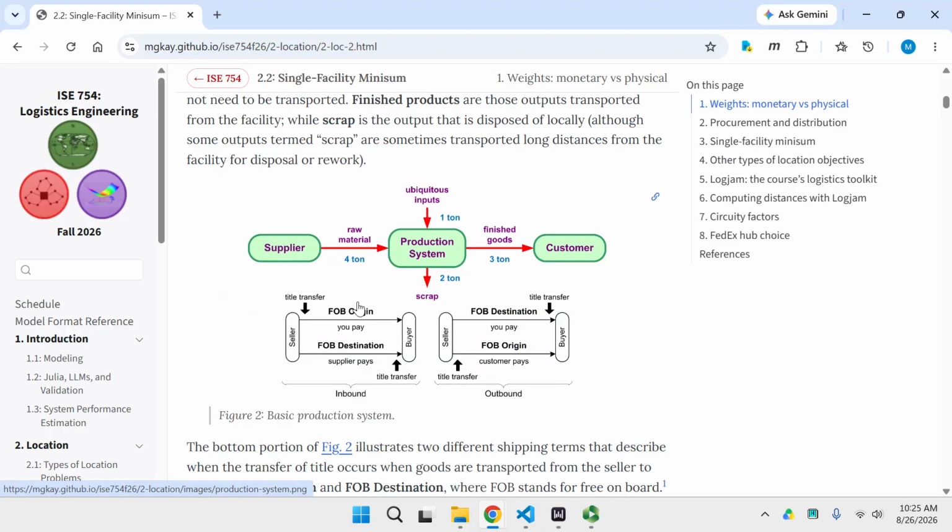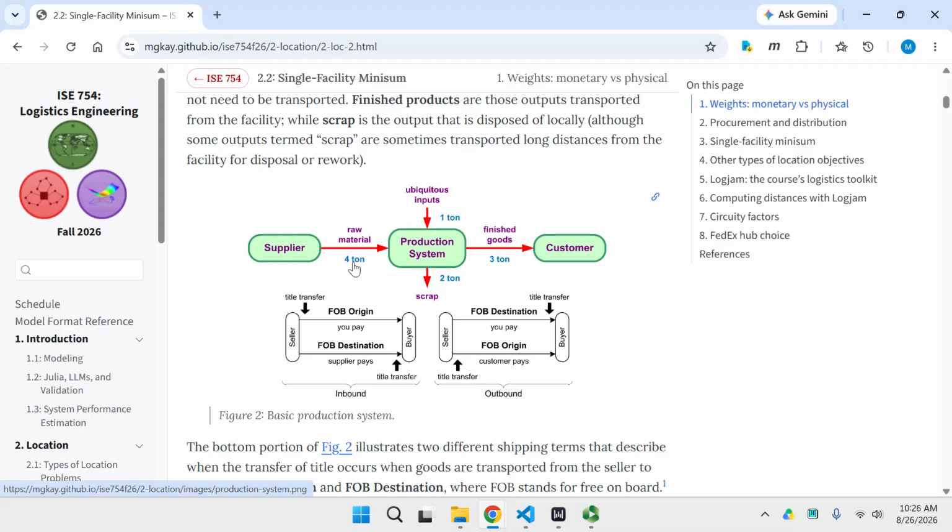This figure here has a lot of information in it. It basically shows a basic production system. You have a supplier, a customer, and the basic laws of physics apply here. So unless we're producing something nuclear where we would have a change in mass, the basic relationship that everything that goes in has to come out of the production system holds true here.